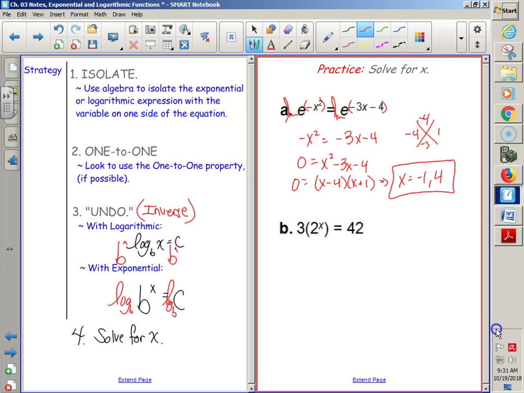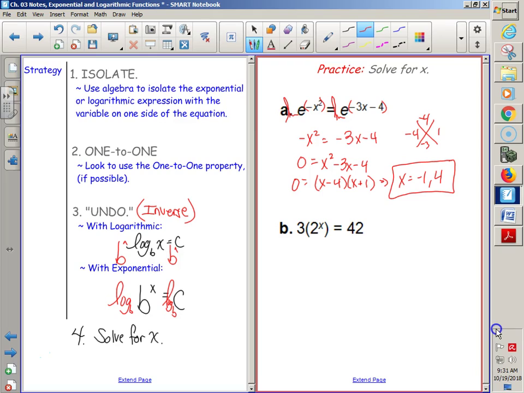We okay? But the key to unlocking the problem for us to solve with the math that we've been practicing in chapters 1 and 2 is getting the exponentials alone and undoing exponentials with logarithms, kind of the one-to-one property. Then it's unlocked to where we can use our math skills to solve.